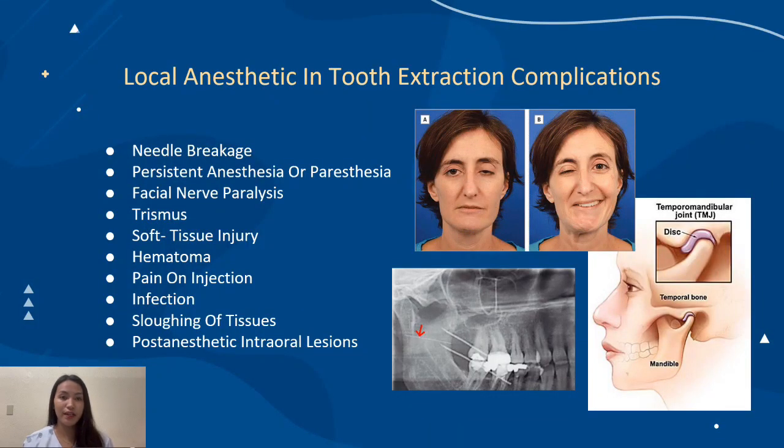Complications of local anesthetic in tooth extraction include needle breakage, persistent anesthesia or paresthesia, facial nerve paralysis, trismus, soft tissue injury, hematoma, pain on injection, infection, sloughing of tissues, and post-anesthetic intraoral lesions. These complications from local anesthetic in tooth extractions are rare but possible. Infection or hematoma at the injection site may occur. Proper dosage, technique, and patient history assessment are crucial to minimize this risk.